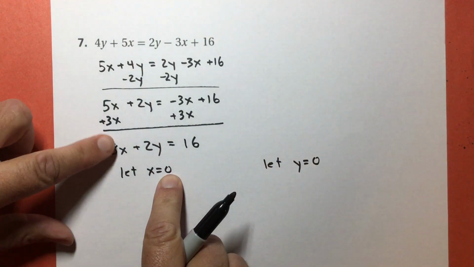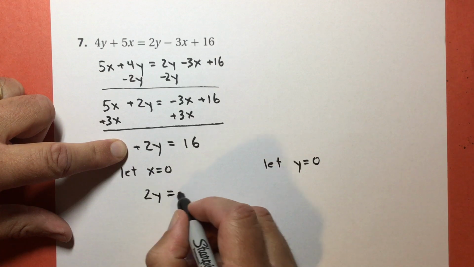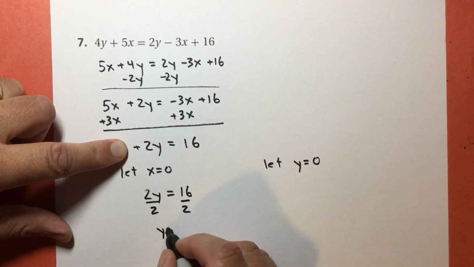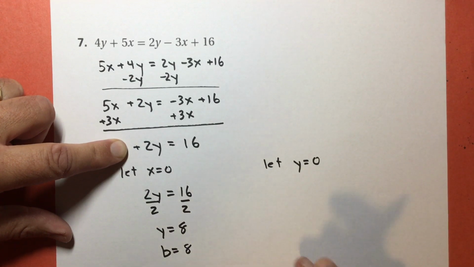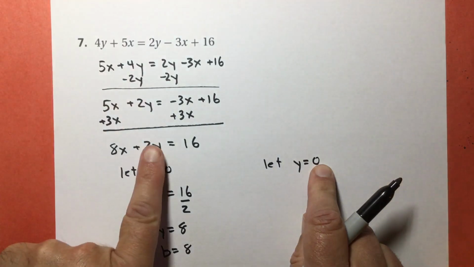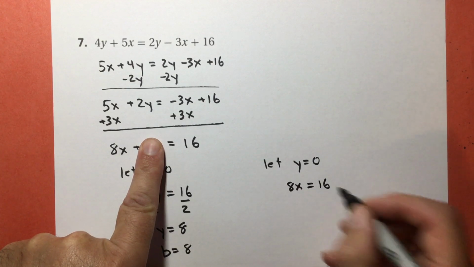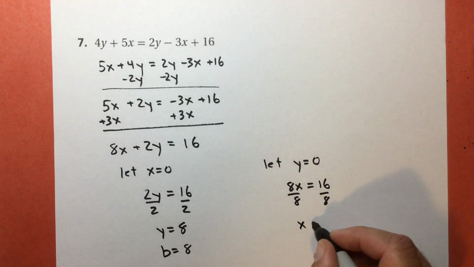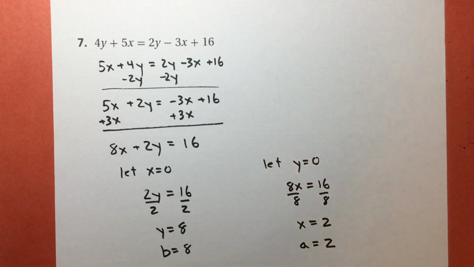If I let x equal 0, 8 times 0 is 0. So I get 2y equals 16. y equals 8. My y-intercept is 8. If I let y equal 0, I get 8x equals 16. And dividing by 8, I get x equals 2. So my x-intercept equals 2.